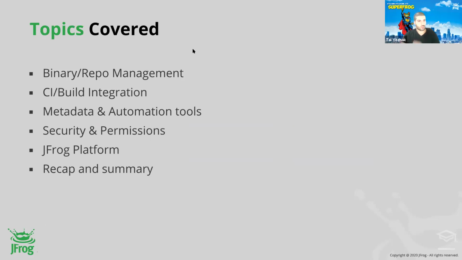So the topics we covered today are basically the concept of having binary management and why it is important, and what Artifactory has to offer in this field. We saw a CI integration with GitHub Actions with the JFrog CLI. We covered the metadata, and we saw how exactly the metadata is viewed in Artifactory. And we experienced the REST API and the CLI as automation tools. We understand how to use Artifactory in a secured way and define and manage the relevant permissions for the relevant teams. We covered the whole JFrog platform and all the JFrog products in general.